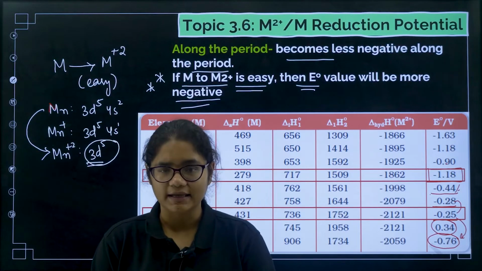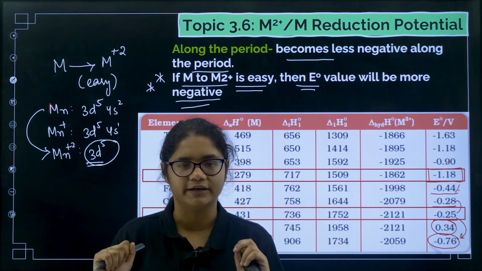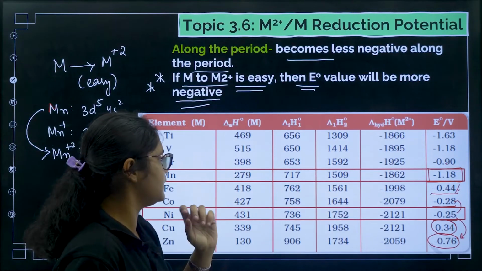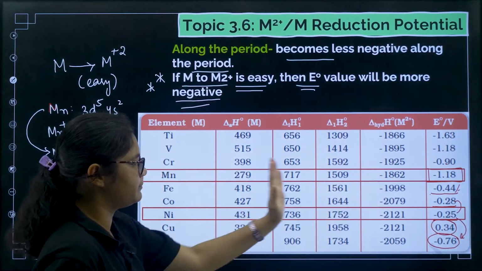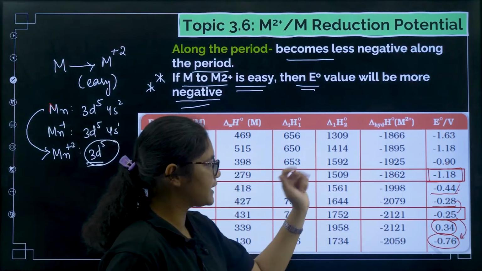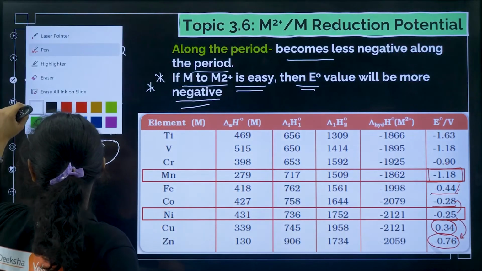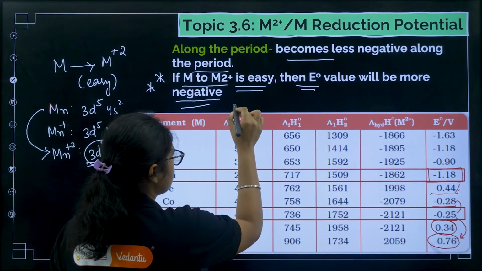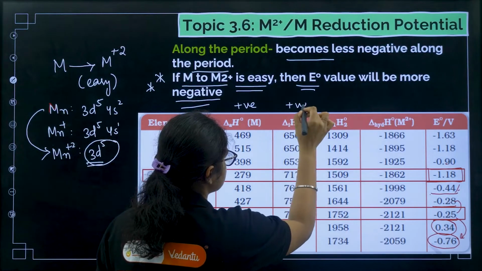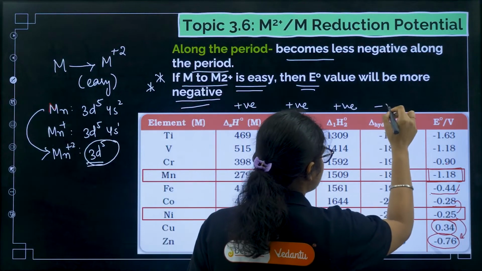Now if you see nickel, there is nothing about electronic configuration, but while deciding this electrode potential, four factors actually play a role: the atomization enthalpy, the first ionization enthalpy, the second ionization enthalpy, and the hydration enthalpy. In this case, the atomization enthalpy is positive, the first ionization enthalpy is positive, this is also positive, but the hydration enthalpy is negative.